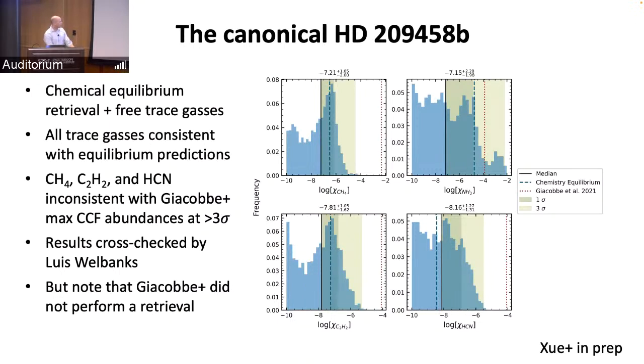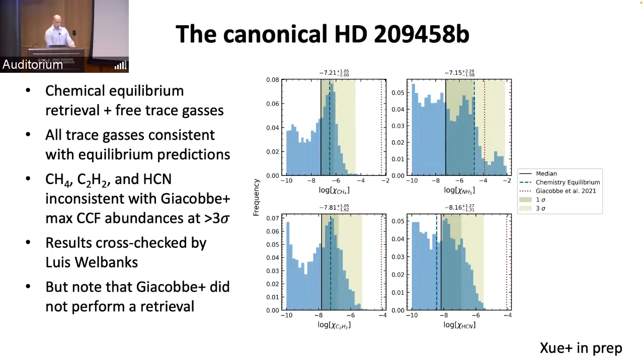And we find their retrieved abundances, shown by the posteriors, are consistent with the expectations of equilibrium. So we're not finding evidence for out of equilibrium, but it's also strongly inconsistent with what you expect from ground-based high-res, in particular for methane, C2H2, and HCN. The high-res results suggest much more, orders of magnitude more abundance of these chemical species than we actually see. These results have been cross-checked by Luis Welbanks with an independent retrieval, so we think this is pretty robust.